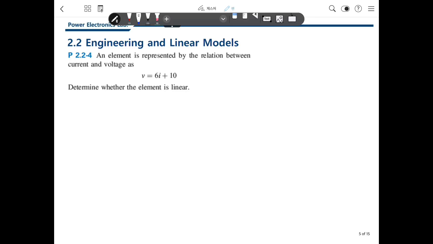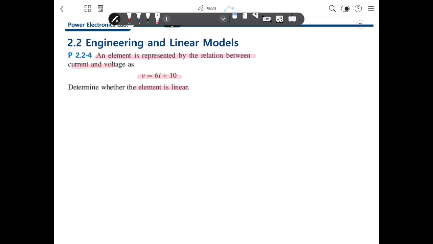This is another problem. Maybe you can see this problem in the problem set at the end of chapter 2. So this is another problem to help you understand linearity. This element is represented by the relation between the current and voltage in this way. When you check whether this is linear or not, you can approach it the same way.